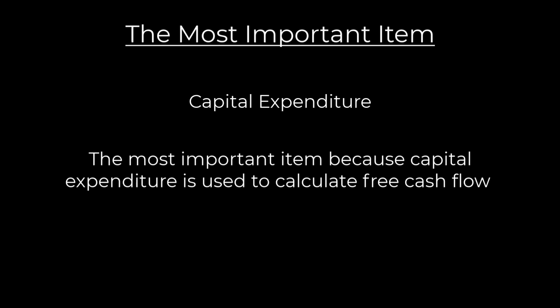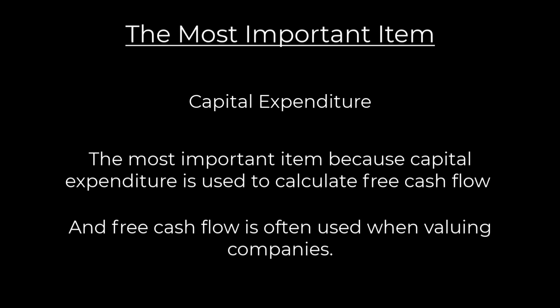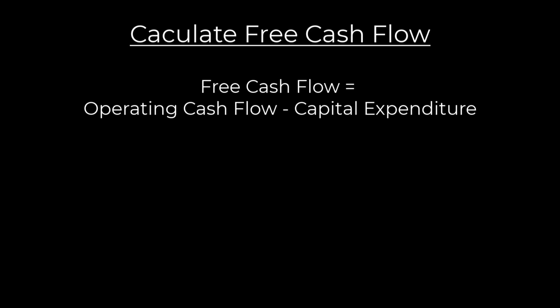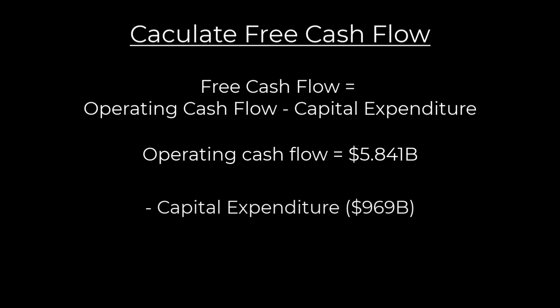The most important item found in the investing activities section is capital expenditure. It's the most important item because capital expenditure is used to calculate free cash flow, and free cash flow is often used when valuing companies. To calculate free cash flow, we simply subtract capital expenditure from operating cash flow. In FY23, Nike had operating cash flows of $5.841 billion. Subtract the $969 million in capital expenditure and you get free cash flow of $4.872 billion. That $4.872 billion is cash the company can choose to disperse in any way that it likes, such as buying back shares, paying dividends, reinvesting back into itself, acquiring other businesses, or paying off debt.